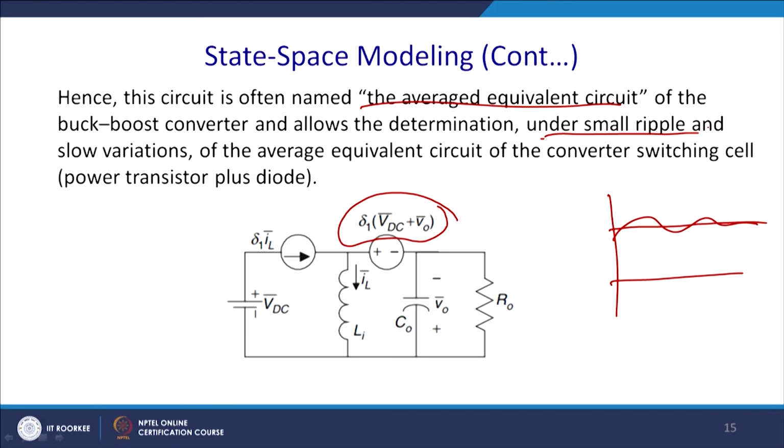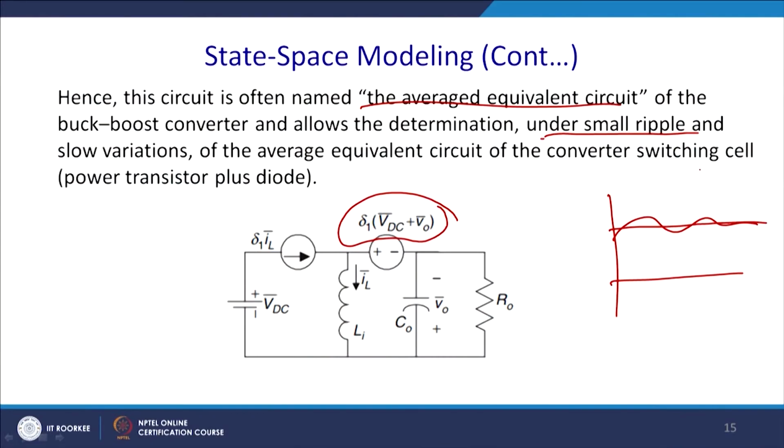This phenomenon can capture small ripples and slow variations, provided that those entities are happening at least 10 times slower than the switching frequency. The average equivalent circuit of the converter switching cells has been shown here.